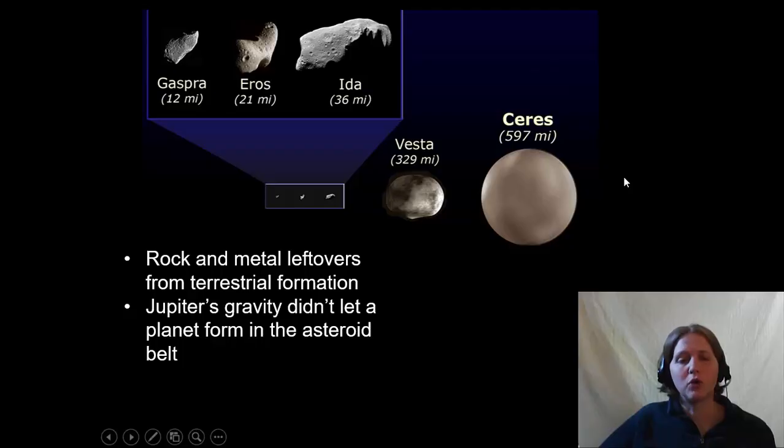Most of the asteroids orbit in the asteroid belt, between Mars and Jupiter. And just because of Jupiter's gravity, it never let these pieces, these leftovers, bunch up and form into one large planet.